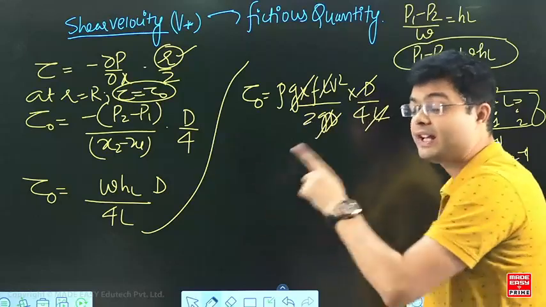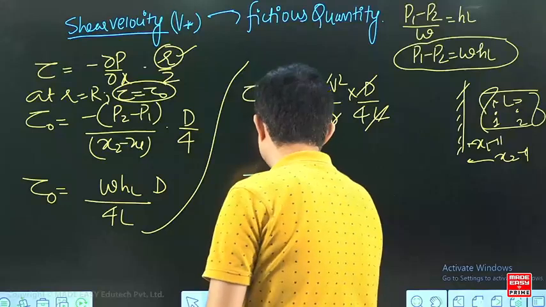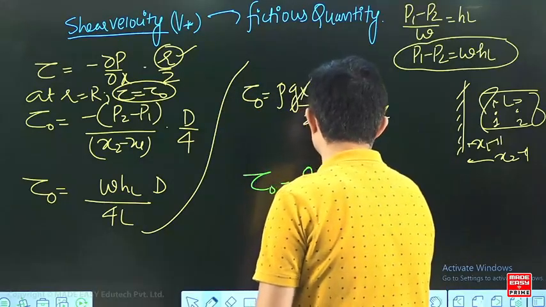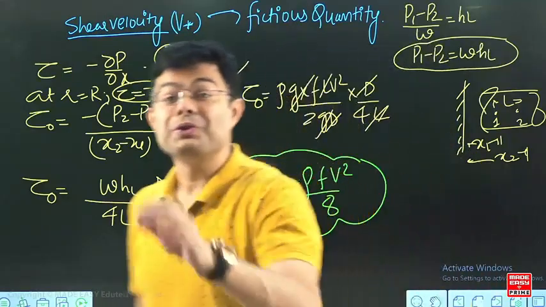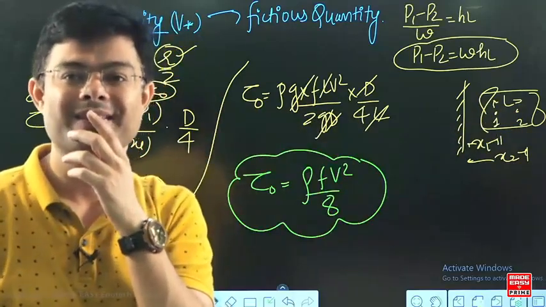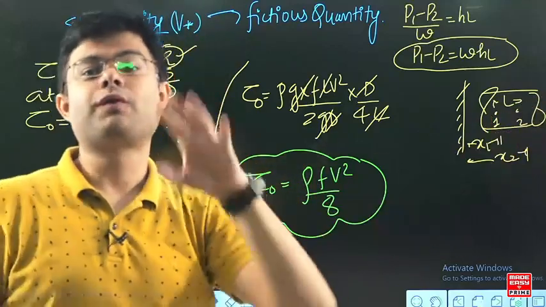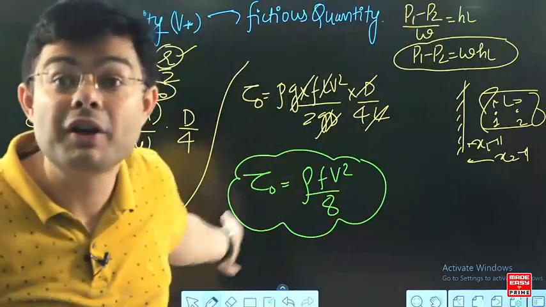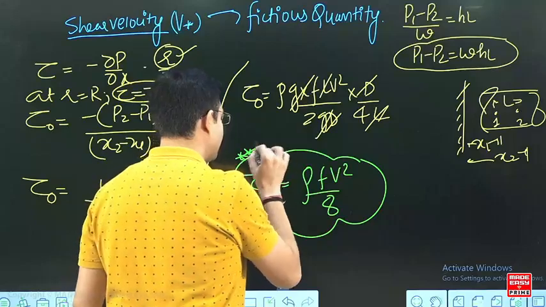2 into 4. This is a very, very important formula. You have to remember this. So wall shear stress is given as rho f V square by 8. So you have got a direct formula for wall shear stress. From today onwards, if anybody asks you to find the wall shear stress, this is your direct formula.